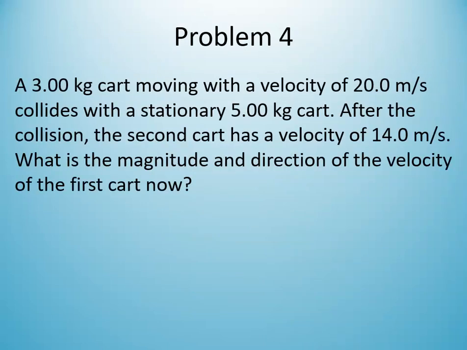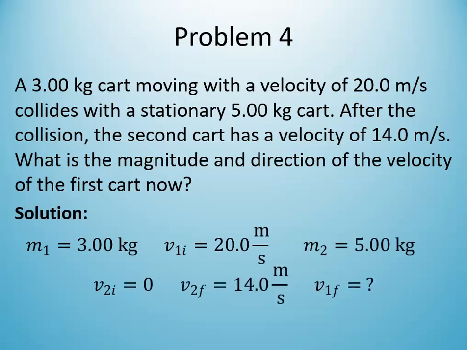So now, in our next problem, we have a 3-kilogram cart moving at velocity 20 meters per second, colliding with a stationary 5-kilogram cart. And after the collision, the second cart has a velocity of 14 meters per second. So the question is, what is the magnitude and direction of the velocity of the first cart now?